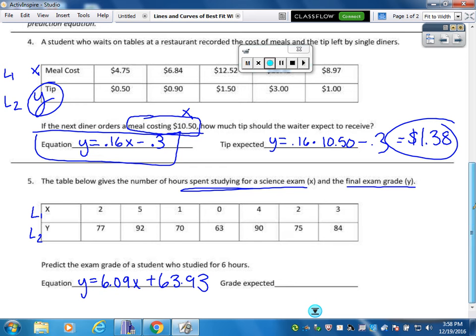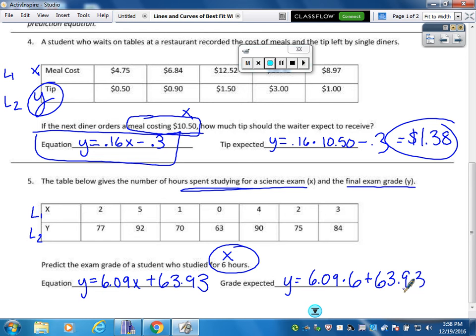All right, so let's see what's happening. Hours spent studying is x. I'm studying for 6 hours, so I have an x value. And I need to know my y, the final exam grade. So let's try it out. What is 6.09 times 6 for the amount of hours I studied, plus 63.93? So I'm just plugging into that equation I just had over there.